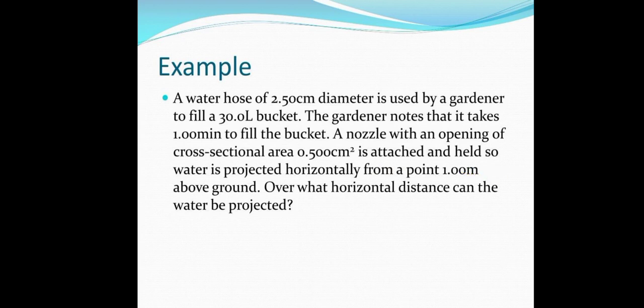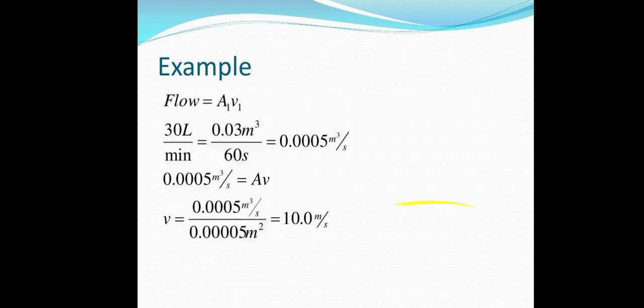Example: a water hose of 2.50 centimeter diameter is used by a gardener to fill a 30-liter bucket. The gardener notes that it takes 1 minute to fill the bucket. A nozzle with an opening of cross-section area 0.5 centimeter square is attached and held so that water is projected horizontally from a point above the ground. Over what horizontal distance can the water be projected?